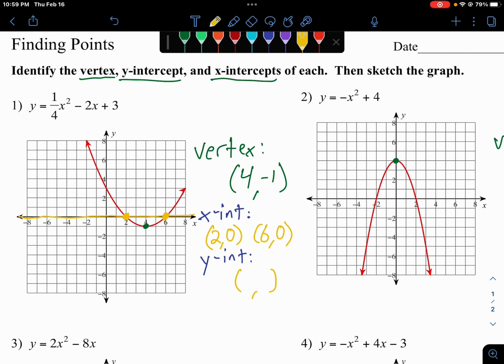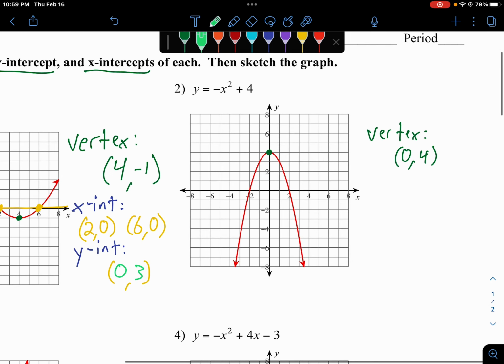Y-intercept, where does it cross this Y line? Right here. Okay, and it happens to cross right there. And so counting up from the center, it looks like it crosses at 3. But my left and right movement doesn't happen. So I go 0 left or right, but then I go up 3. Okay? We do the same thing with number 2, right?